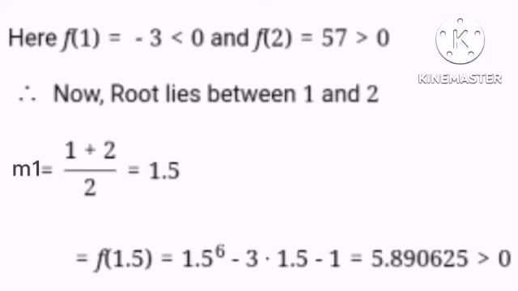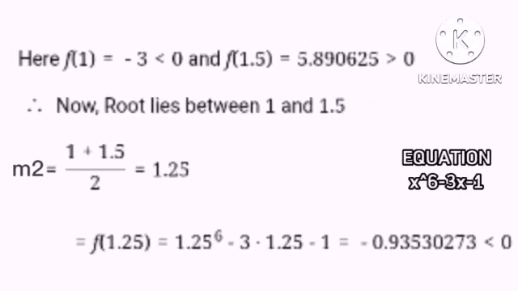So from our equation x to the power of 6 minus 3x minus 1, let's substitute our result. F of 1.5 equals 1.5 to the power of 6 minus 3 times 1.5 minus 1, which is equal to 5.890625, which is greater than 0. For our second approximation, now our root lies between 1 and 1.5. So our m sub 2 is equal to 1 plus 1.5 all over 2, which is equal to 1.25.